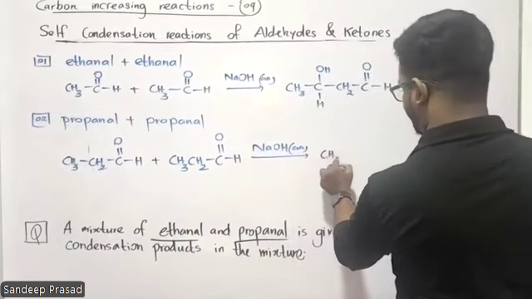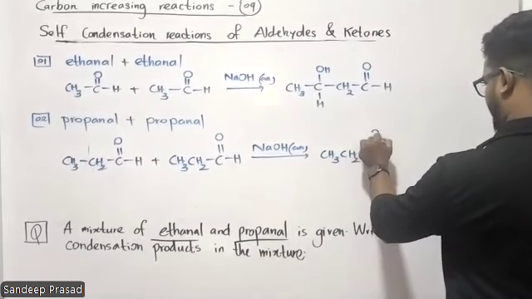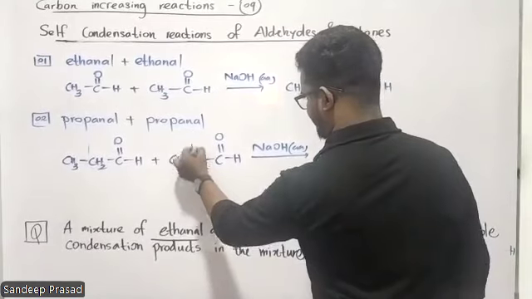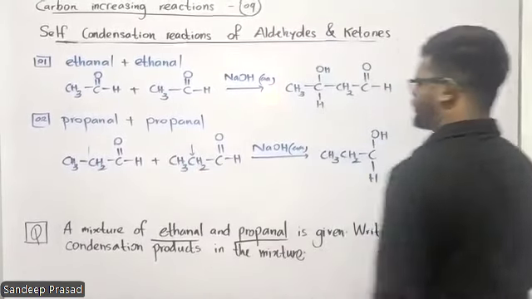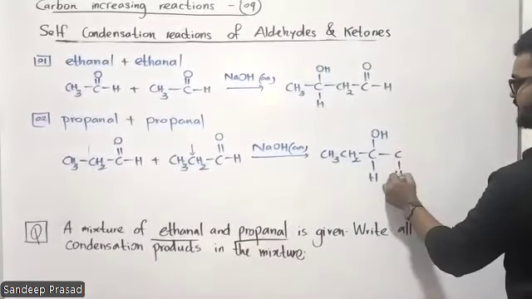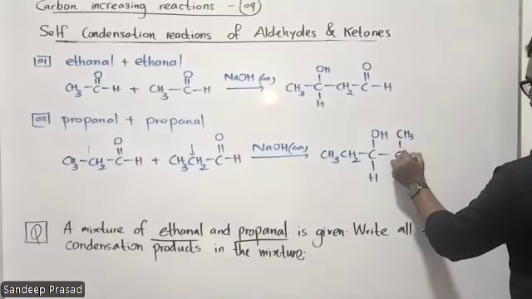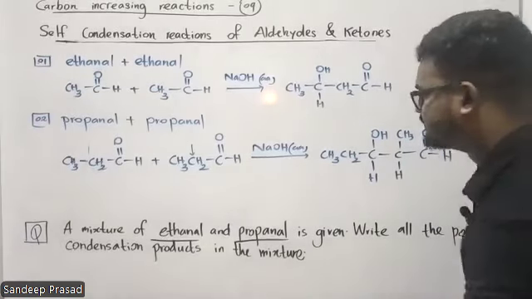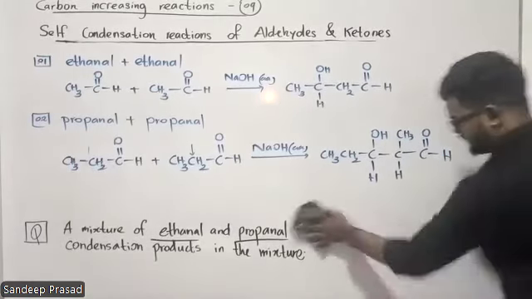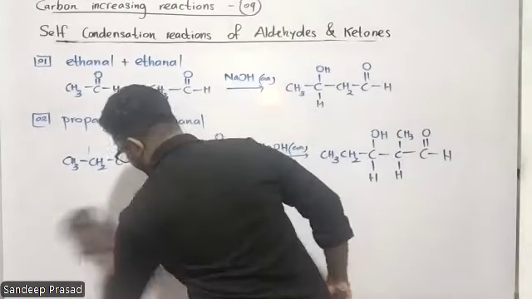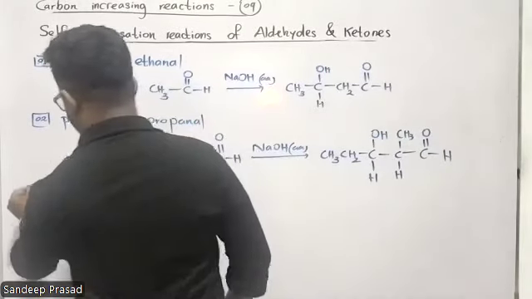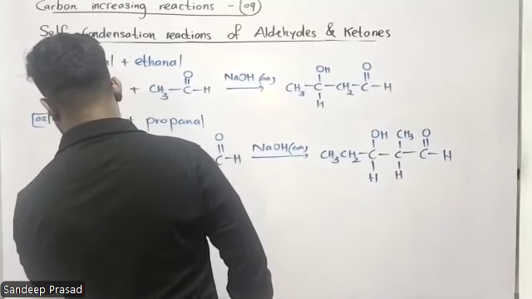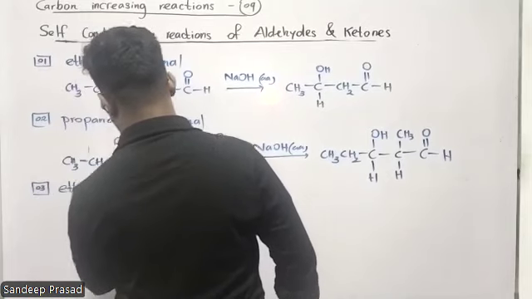Then we have CH3, CH2, COH, H here. So here we have to choose the alpha carbon. So this is the alpha carbon, right? From that, remove hydrogen and connect that to the carbon atom here. Right? So what is the third one? The third one is ethanol and propanol. Number 3, ethanol and propanol.